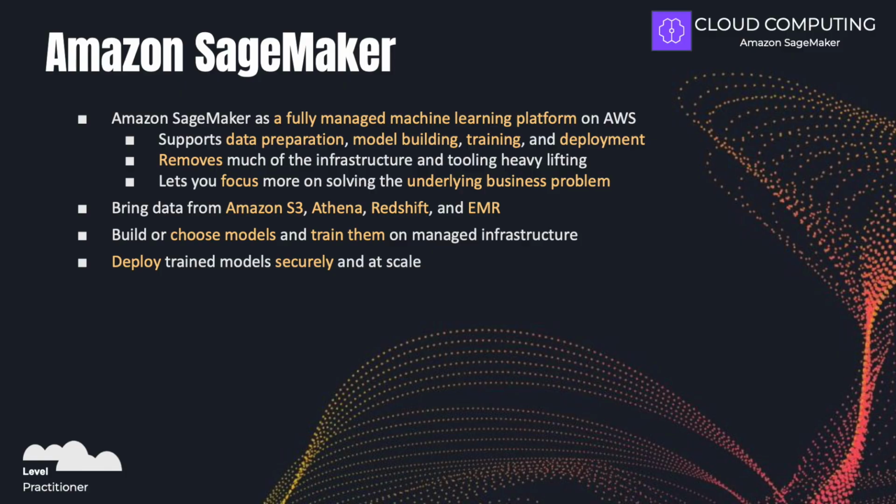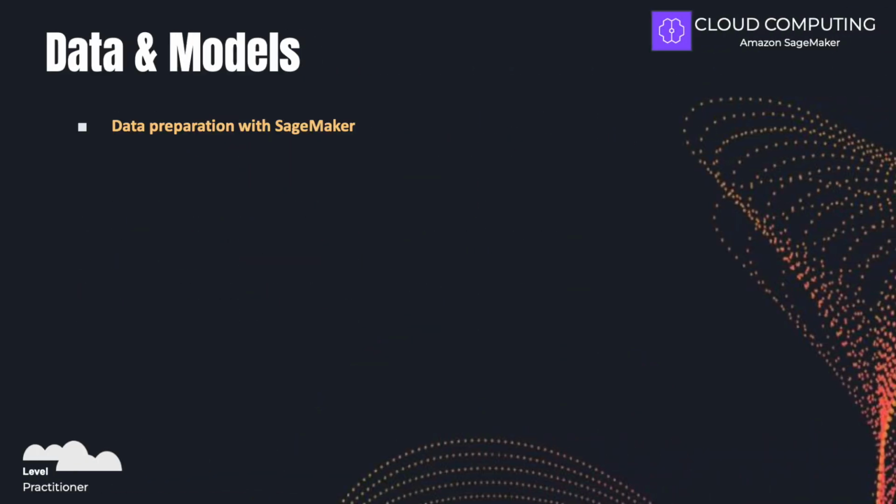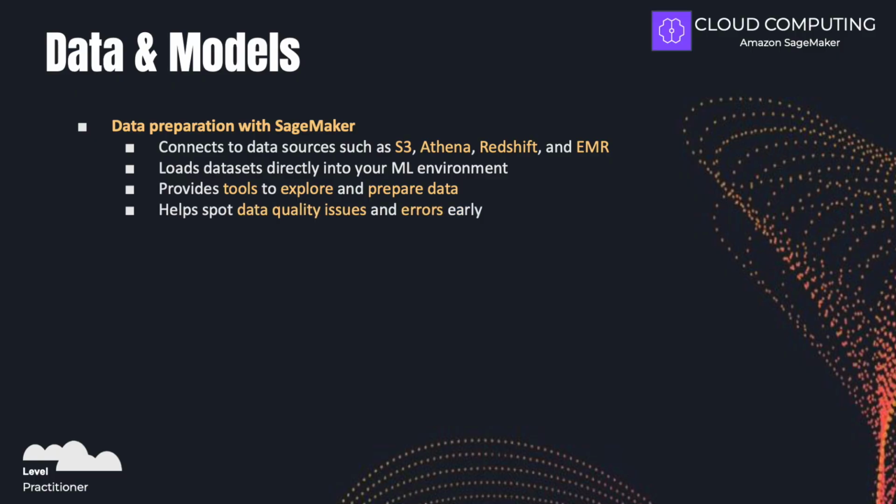You don't need to manually build and manage your own training servers or separate deployment platforms. SageMaker brings these pieces into one place. SageMaker can connect to multiple AWS data sources, as we mentioned, like S3, Athena, Redshift, and EMR, and you can load your datasets directly from these services into your machine learning environment. SageMaker also includes tools to explore and prepare your data, helping you spot potential errors and data quality issues early on before you invest time in training a model that's based on bad data.